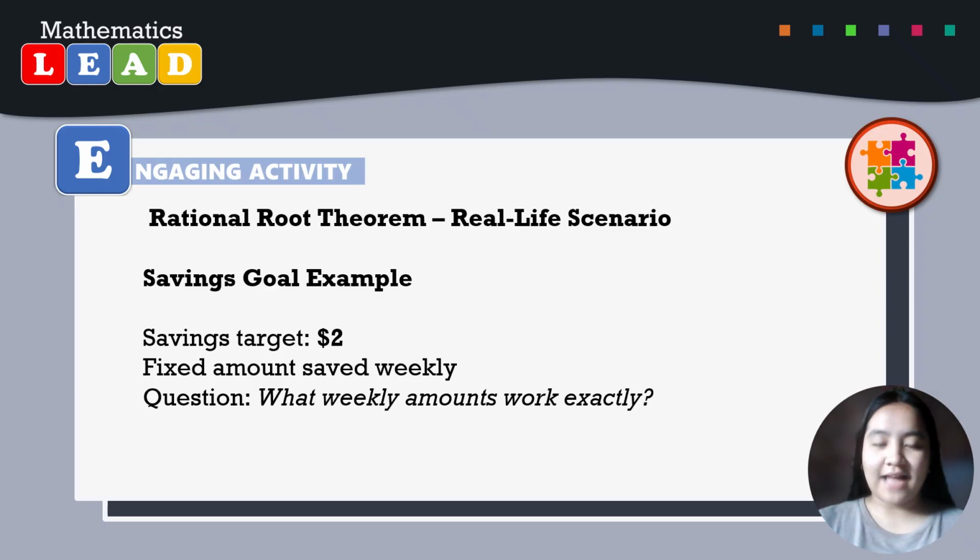Next, look at the rational root theorem using a saving example. Suppose your saving goal is $2 and you save a fixed amount each week. We want to know which amounts will allow you to reach the goal exactly.